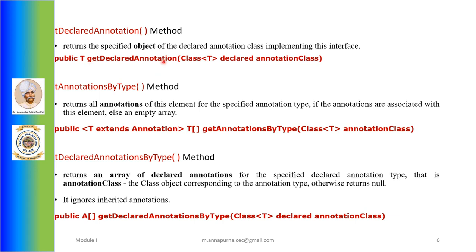This method getDeclaredAnnotation takes a parameter declaredAnnotationClass, which is the same as the type of the declared annotation that is to be returned. The return value of this method is an object. So here T is an object of the declared annotation class implementing this interface. This method throws a NullPointerException if the given declared annotation class is null.